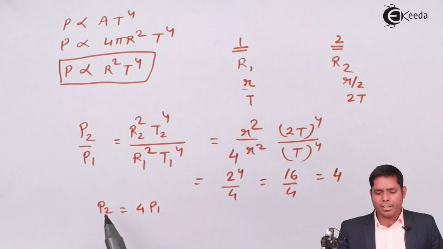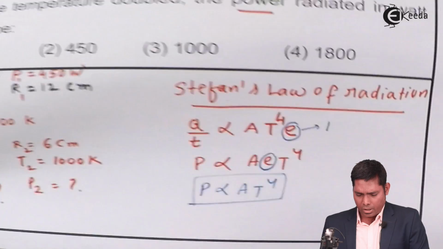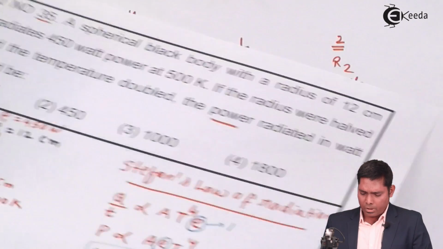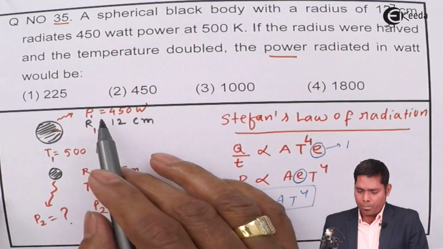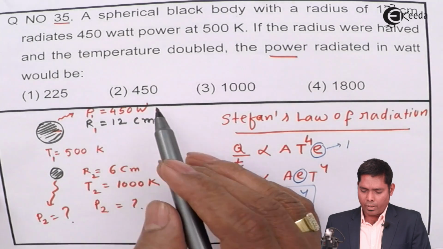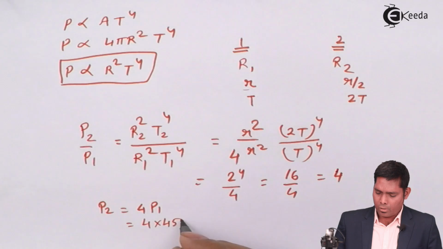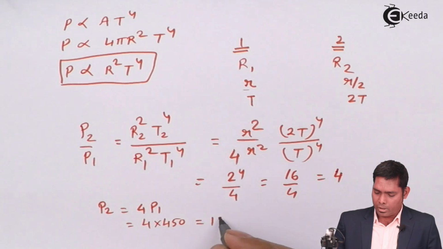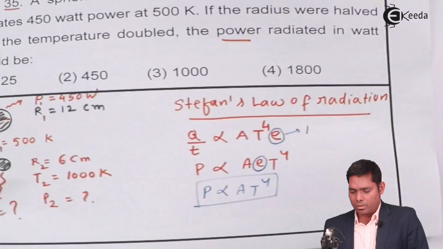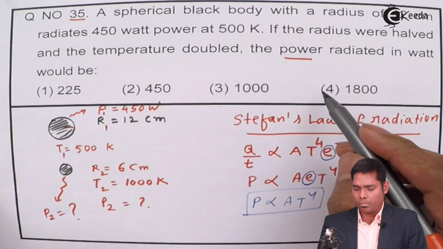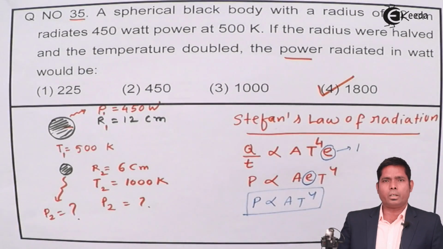So the power radiated in the second case will be 4 times P1. P1 is 450 watt, so 4 into 450, so it is 900 plus 900, that is 1800 watt. So this is the answer to this question, and this is option number 4. Okay, thank you.